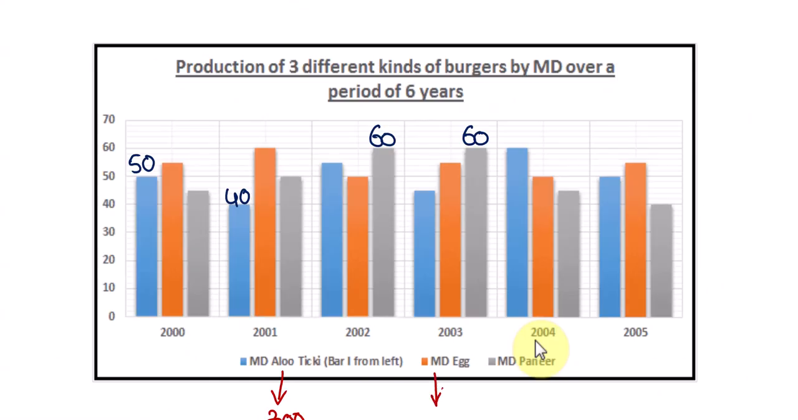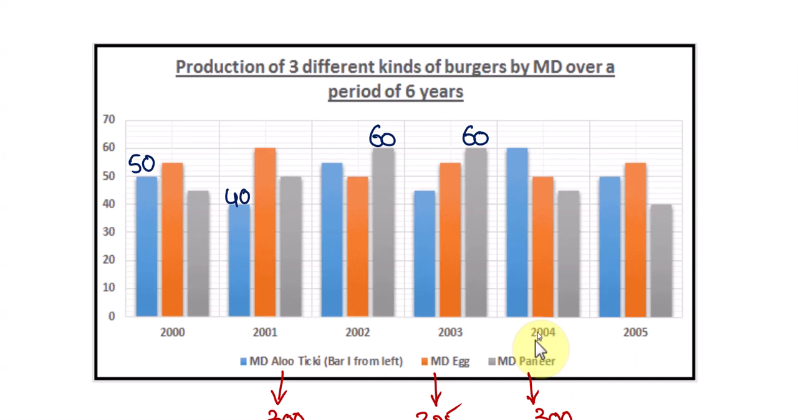Next, egg: 55, 60. 5 and 5, 55, 55, 110. Here 60, we got 170, 220, and again 270 plus 55, it's around 325. Finally, regarding paneer, we got 45, here 50, 95, and 120 we already know, so 215, again 45, 260 plus 40, it's 300. So I hope egg is the highest.